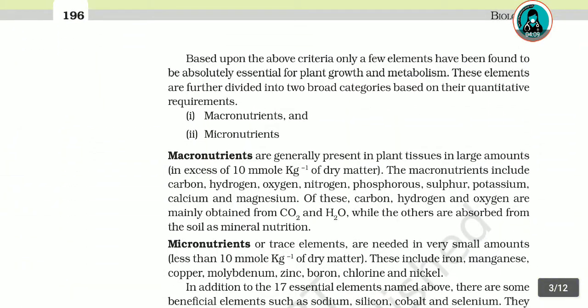Based upon the above criteria, only a few elements have been found to be absolutely essential for plant growth and metabolism. These elements are further divided into two broad categories based on their quantitative requirements. First is macronutrients and second is micronutrients.